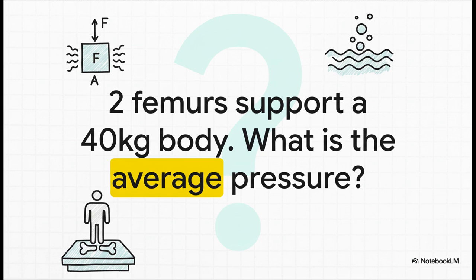All right, time to put the theory to the test with a quick problem. This is exactly the kind of thing you might see on the exam. So imagine you have two thigh bones, femurs, each with a cross-sectional area of 10 square centimeters. Together, they're supporting a body with a mass of 40 kilograms. The question is, what's the average pressure on those bones?